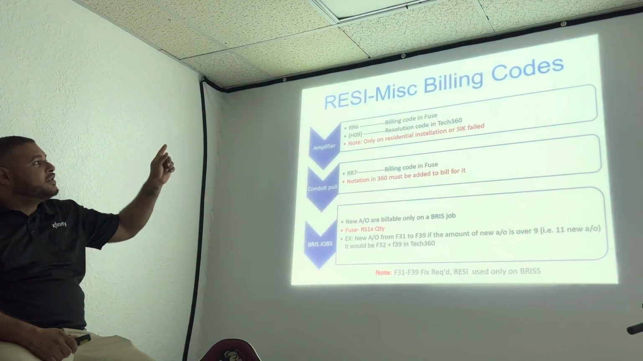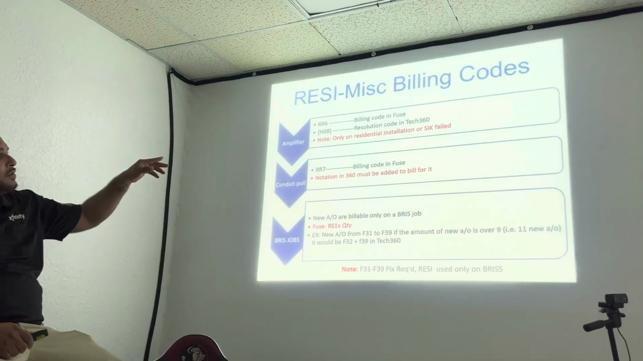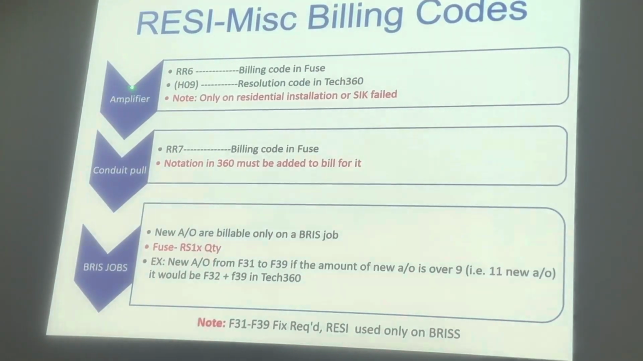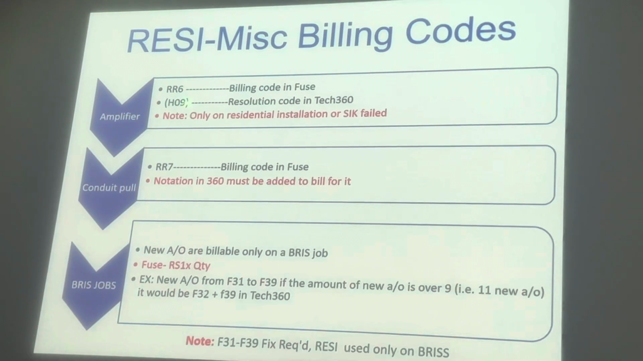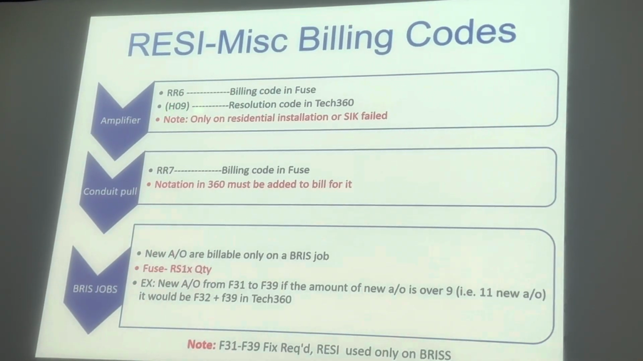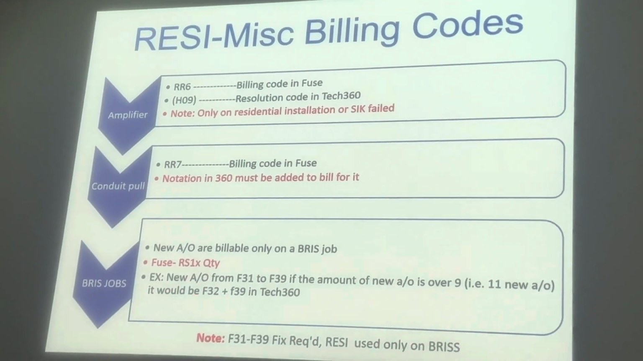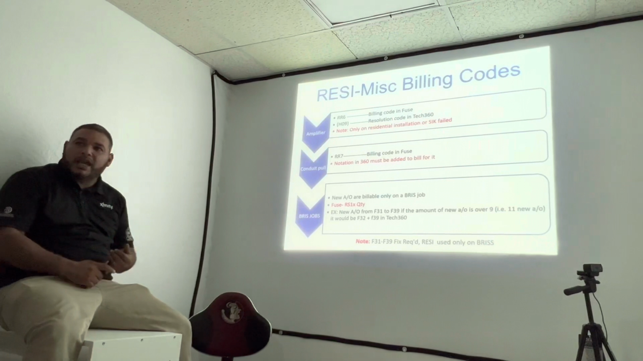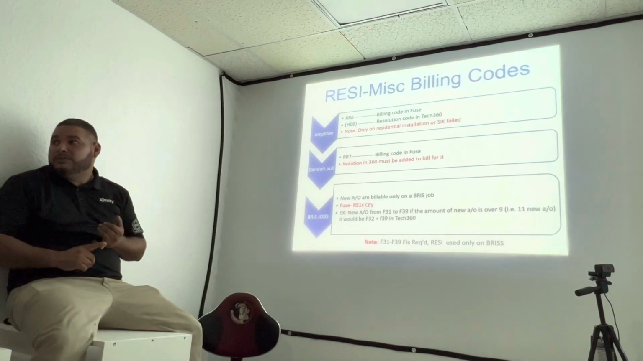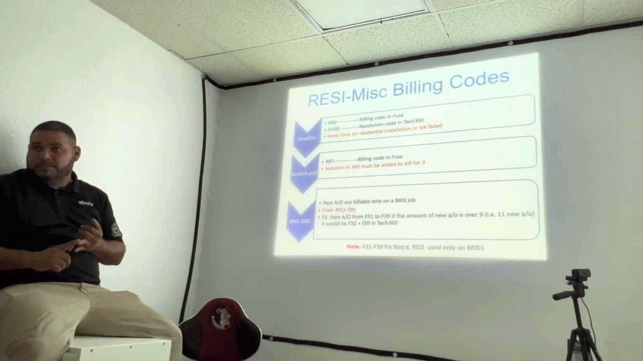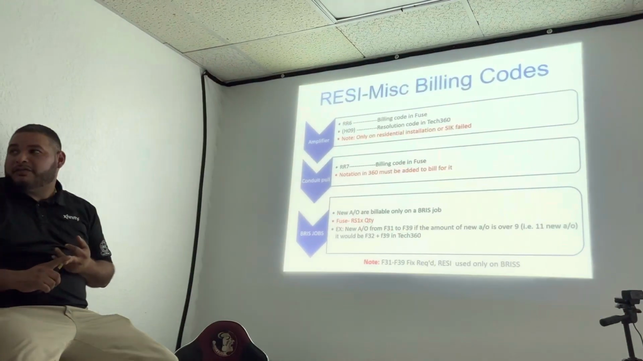Let's talk about some residential miscellaneous billing codes. For example, RR6 is for amplifiers. The closing code or resolution code to close it in Tech 360 is H09. Only on residential installation of FLSI K. So on FLSI K, you could charge for RQ2, which is a primary code for that tax, the drop, and an amplifier if it's needed.